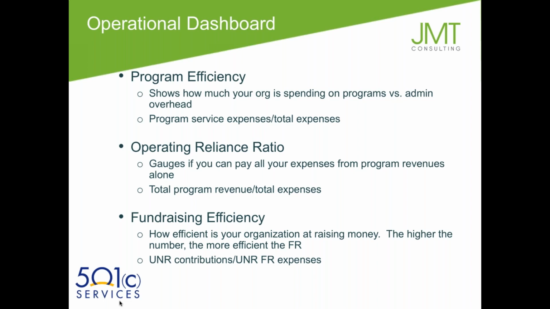Then we have the operating ratio, and basically that gauges if you pay all your expenses from your program revenues and what percentage of your program revenues cover your expenses. There's a couple of different permutations of this. It could be what percentage of your expenses are covered by program versus admin, what percentage of program expenses are covered fully by program revenues. So there's a few different computations here in terms of how your revenue is coming in and what expenses it's covering.